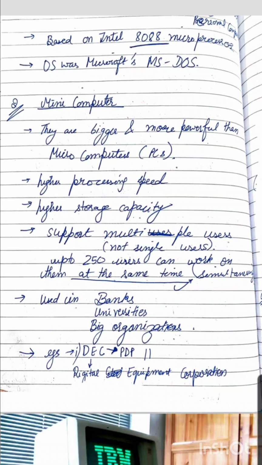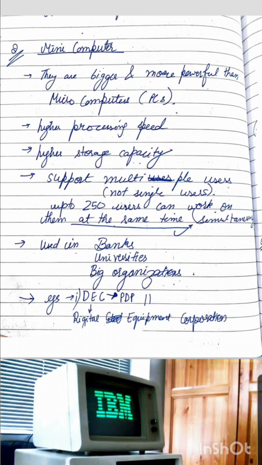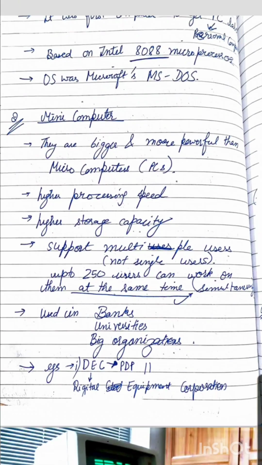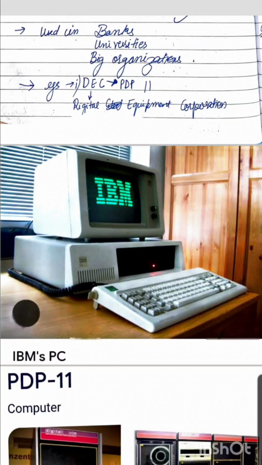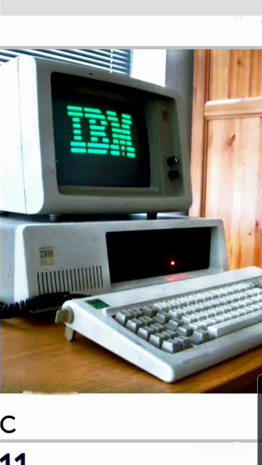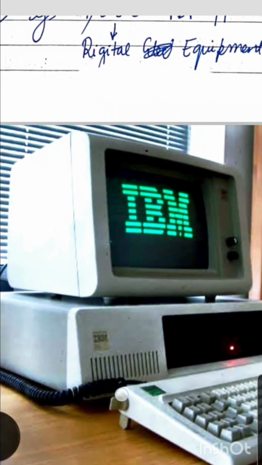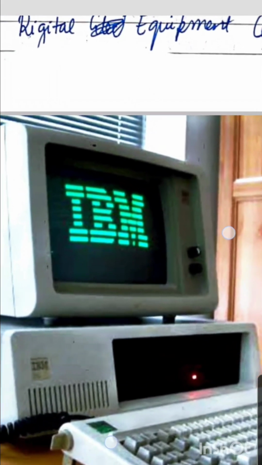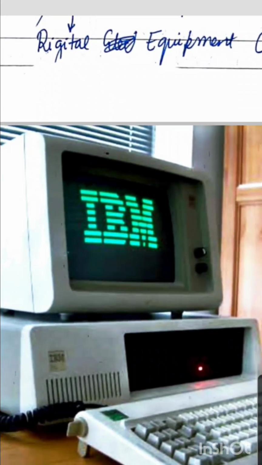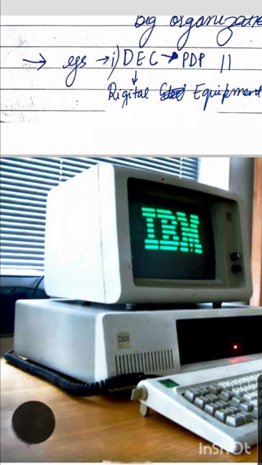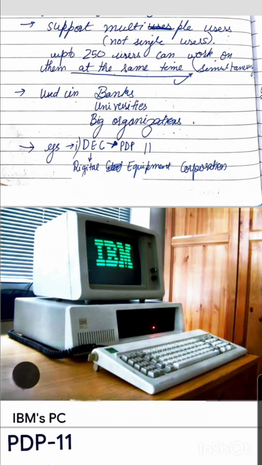Now the second category is the minicomputer. But before moving to it, you can see how the IBM PC looked. This is the IBM personal computer. It had a large keyboard and a box type screen, very different from the earlier room sized computers. So the size has reduced after the room sized computer.